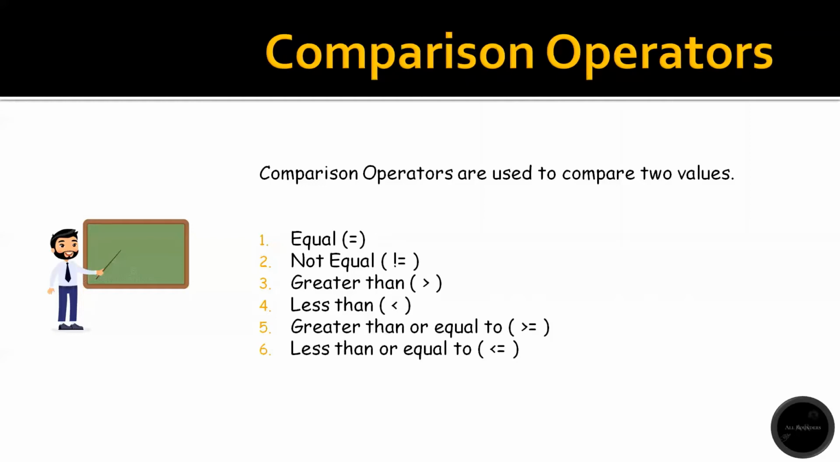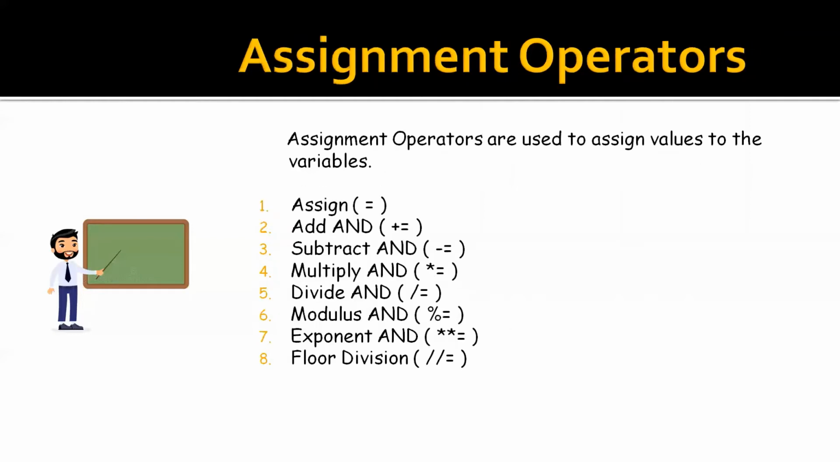And now Bhupendra will take over. So guys, here are the assignment operators. Assignment operators are basically used to assign values to variables. Here you can see there are a total of 8 assignment operators. First is the assign, which is the equals sign. It assigns the values from the right side of the operands to the left side of the operands. Then second we have the add and.